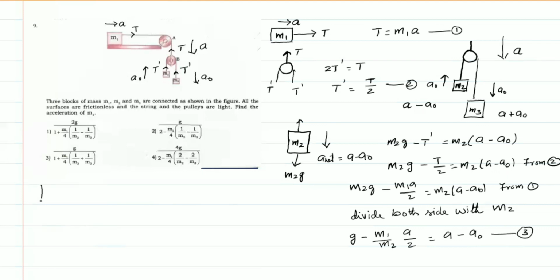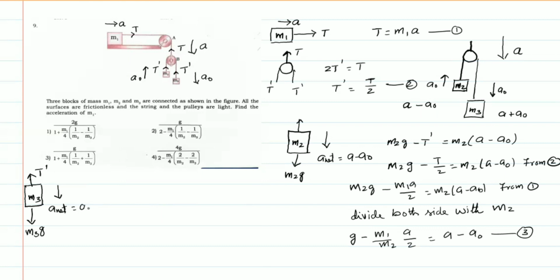Now in a similar manner, I am going to draw the free body diagram for the m3 block. So this is the m3 block. Yes or no? The weight downwards is m3 g. Yes or no? And upward is T dash. Yes or no? So now the total A net is equal to how much, my dear?